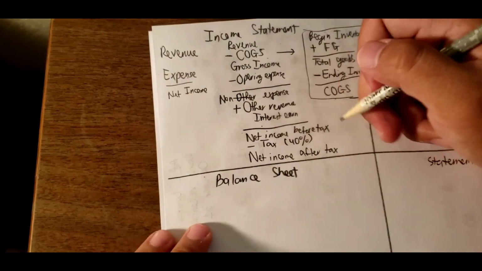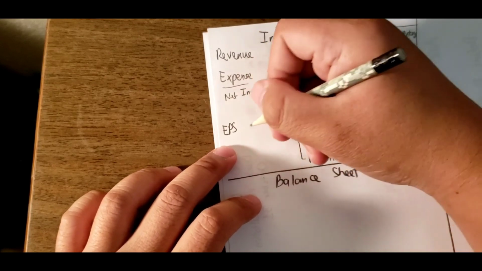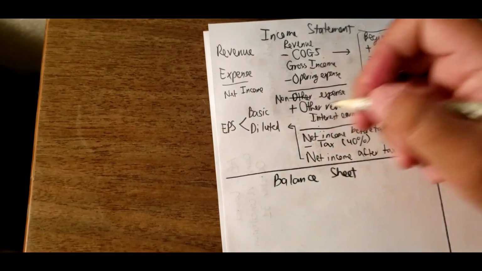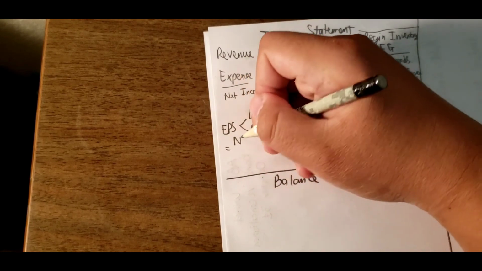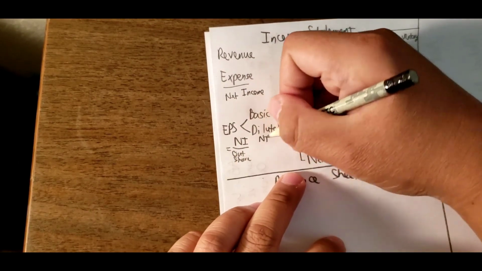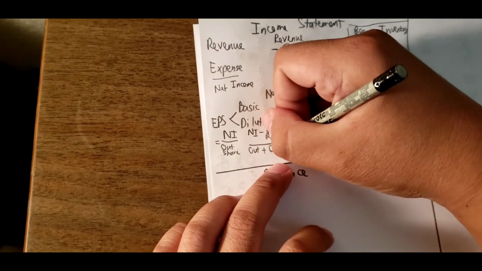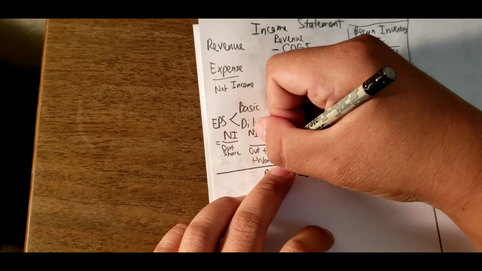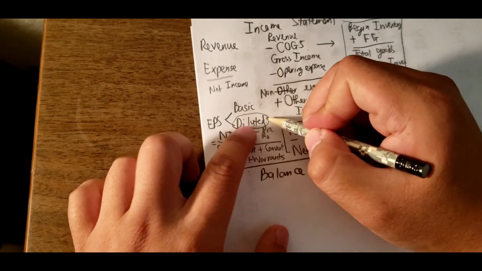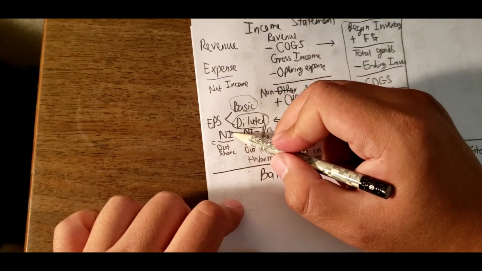After we receive net income after tax, we will calculate earnings per share. We have two kinds of earnings per share: basic and diluted. Basic is net income divided by outstanding shares. Diluted is net income minus preferred dividends, divided by outstanding shares plus convertibles and warrants. This one we will learn in intermediate accounting. In basic accounting, they use only basic earnings per share, with net income divided by outstanding shares.